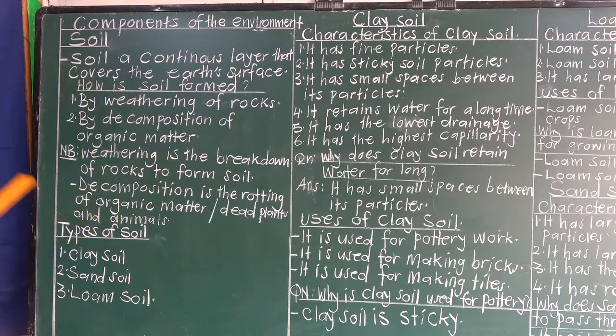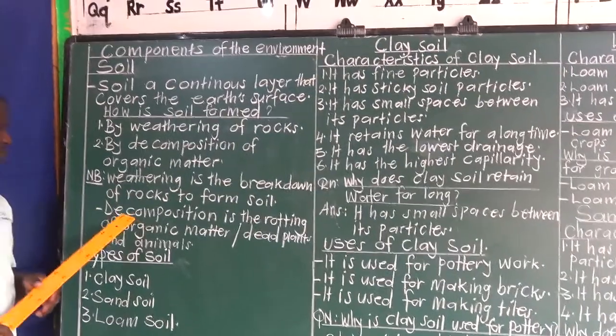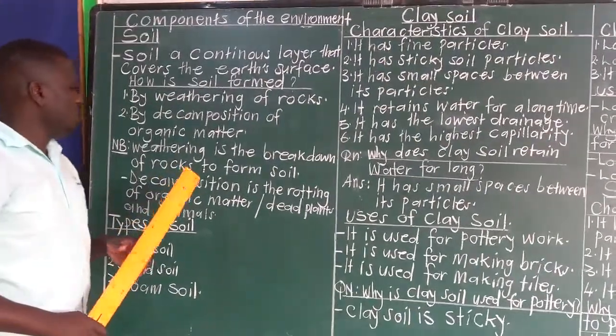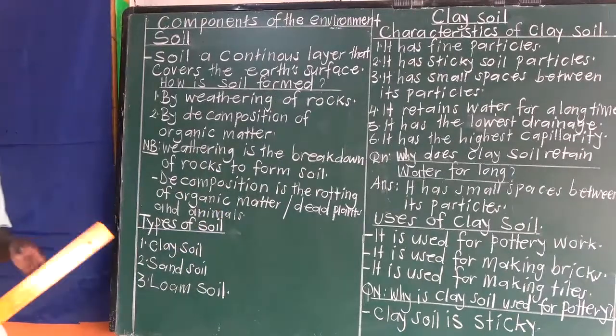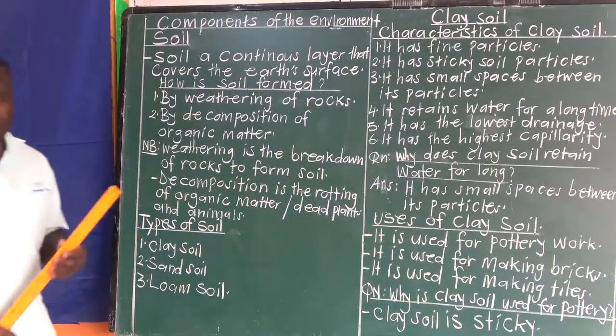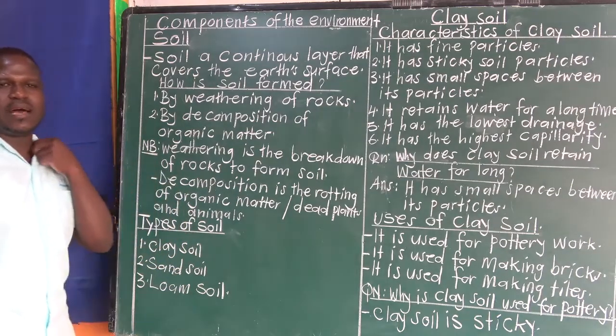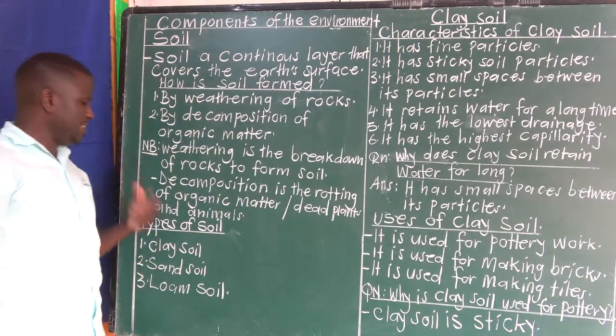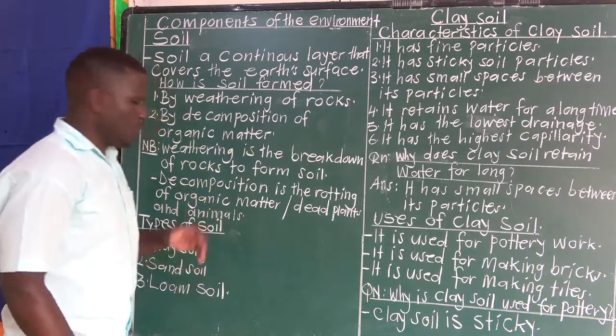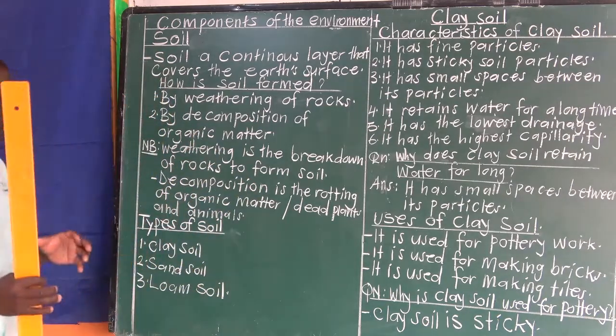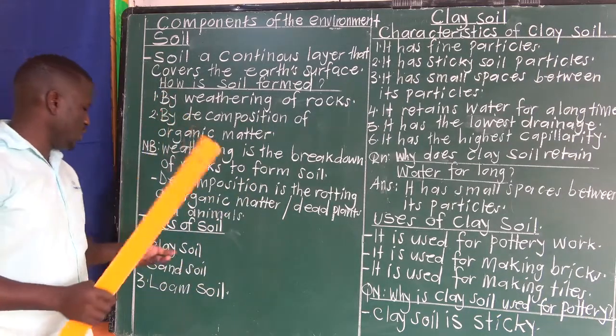Then number two, what is decomposition of organic matter? Decomposition is the rotting of organic matter or dead plants and animals. Organic matter are materials which can rot, materials which can decompose. So when they decompose, they form humus or they form soil.